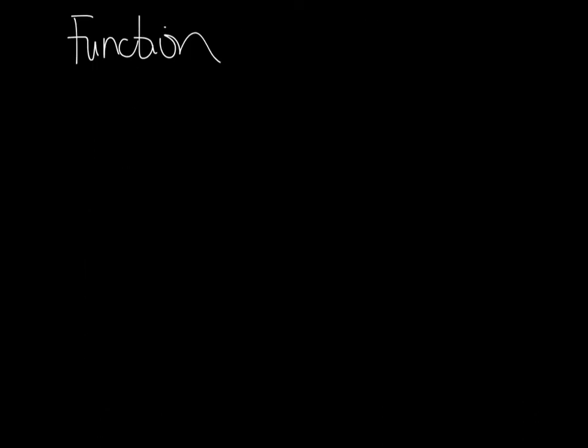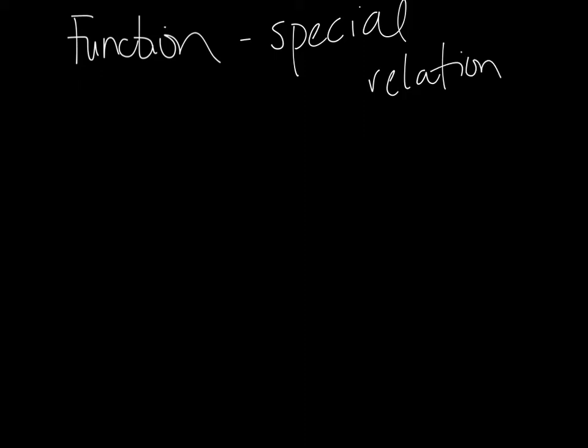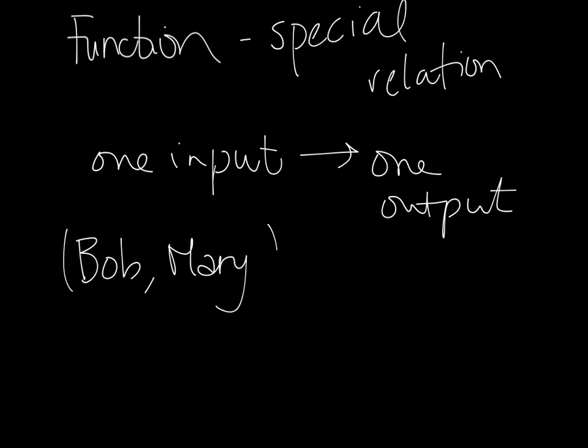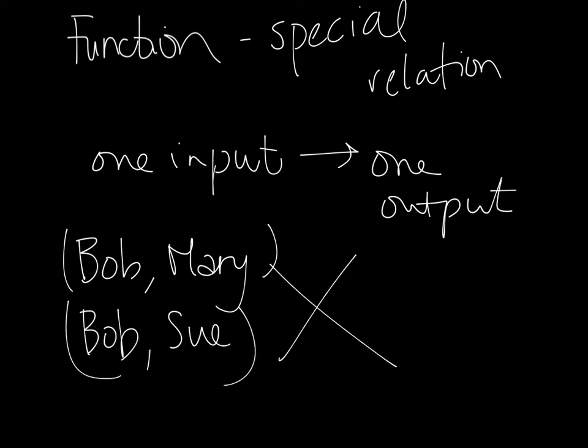Now, a function is a special type of relation. It's a special type of relationship where one input has exactly one output. Okay, only one. It can't have two. It can't be a two-timer. It can only have one output, exactly one output. So if you want to think of it, Bob can only date Mary. Okay, he can only date Mary. So if Bob is a two-timer and he dates Sue, that's not a function. It's a non-functional relationship. Does that make sense?